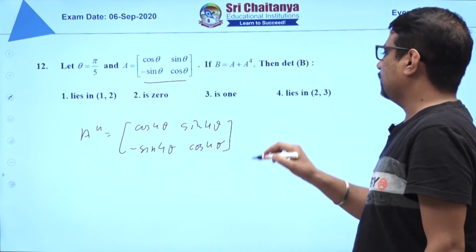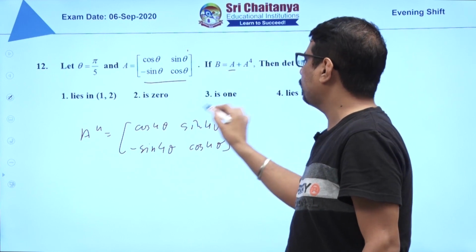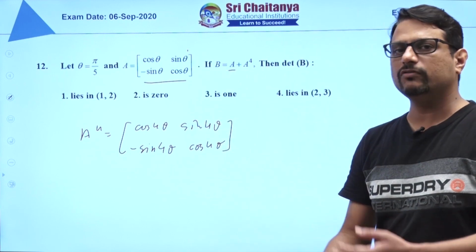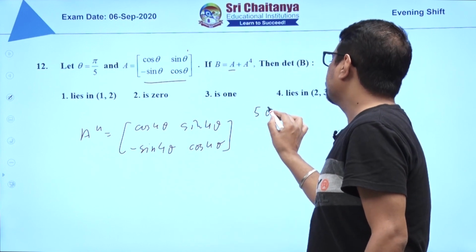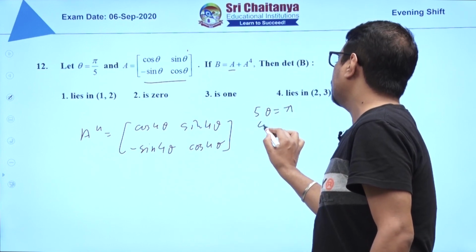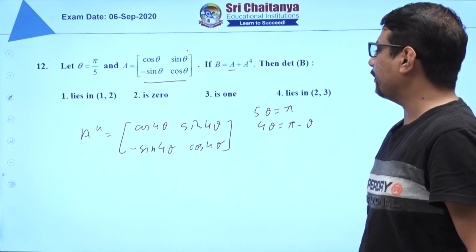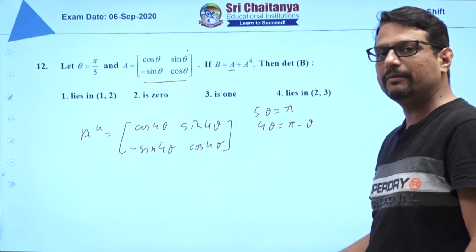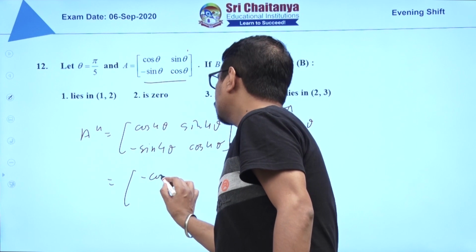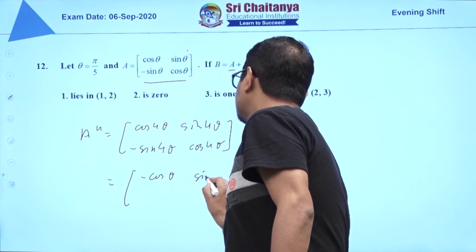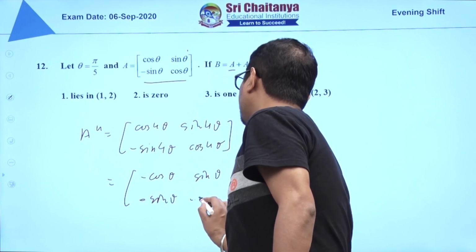A power 4 plus A. So before putting A power 4 plus A, we know that A will contain theta and A power 4 is containing 4 theta. So let us try to convert 4 theta in terms of theta. How to convert? 5 theta is equal to pi. That means 4 theta is equal to what? 4 theta is equal to pi minus theta. So cos 4 theta will become cos of pi minus theta, which is minus cos theta. So we can write this value as minus cos theta, sin theta, minus sin theta and minus cos theta.